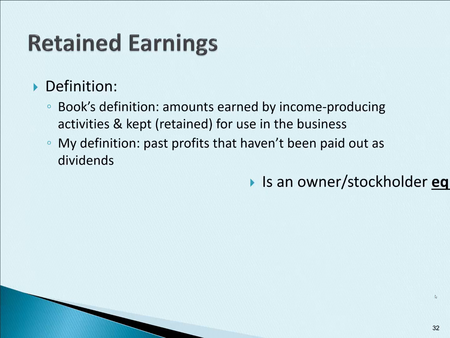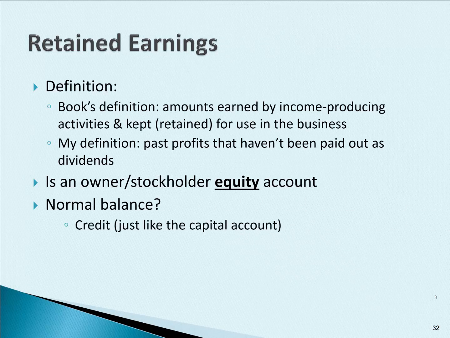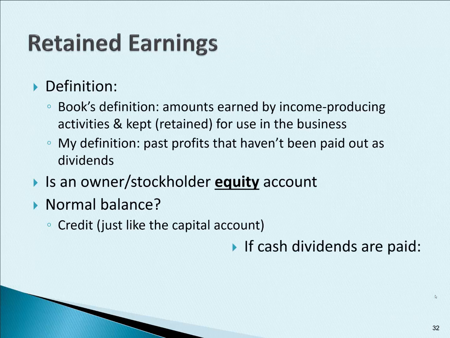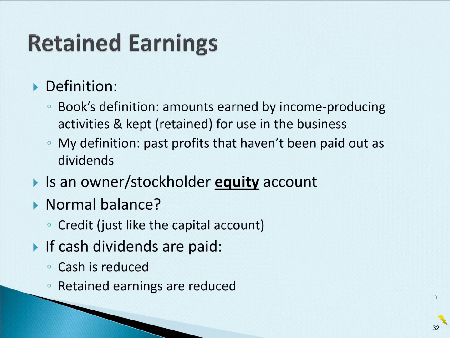So remember, retained earnings is an equity account. So what's the normal balance? Debit or credit? Normal balance is a credit, just like the capital account is for a sole proprietorship. So remember the definition, past profits that haven't been paid out as dividends. That means if cash dividends are paid, cash, of course, will be reduced, but retained earnings will also be reduced. So that will be important to remember when we start journalizing cash dividends later on.